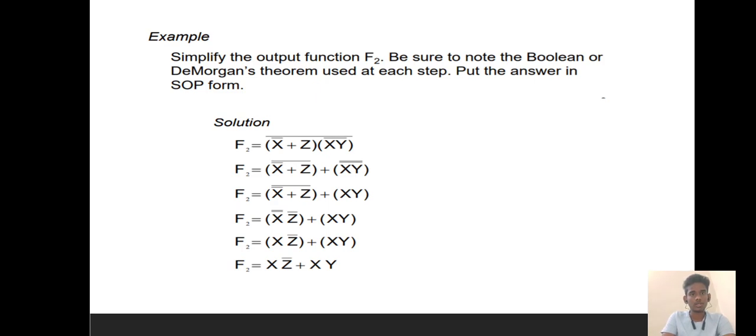Here we have another example. Simplify the output function F2. Be sure to note the Boolean or De Morgan's theorem used at each step. Put the answer in SOP form. Here we get F2 is equal to X into Z bar plus X into Y.